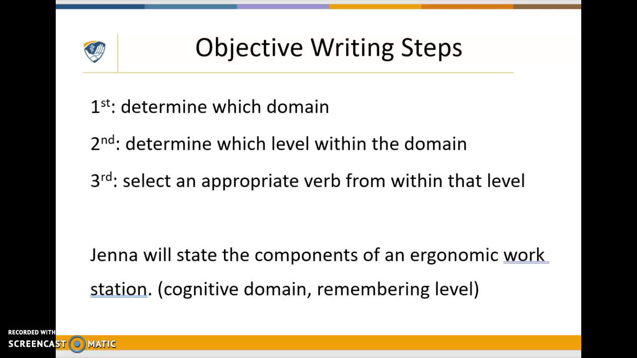So in objective writing steps, number one is first we need to determine which domain. And secondly, we need to determine which level within that domain. And thirdly, select an appropriate verb from within that level. Jenna will state the components of an ergonomic workstation, cognitive domain, remembering level.